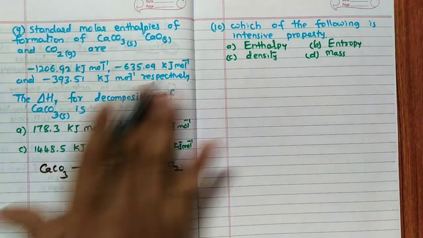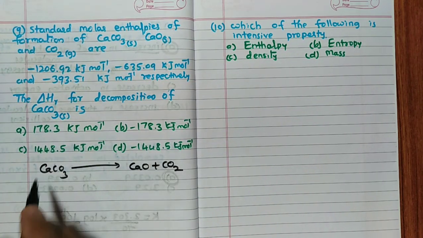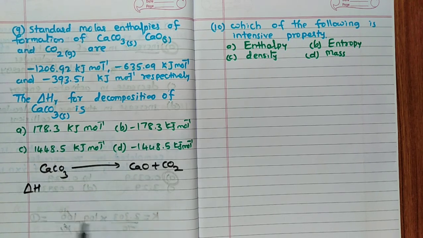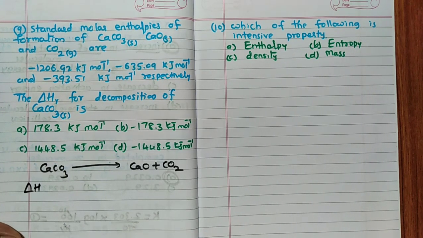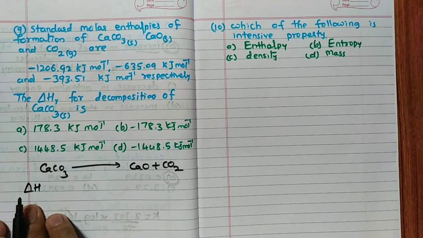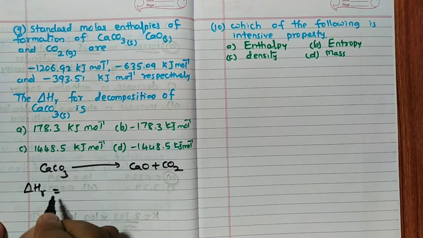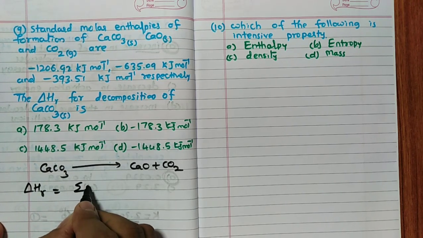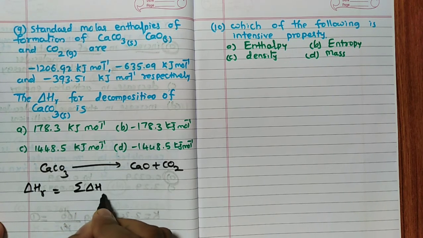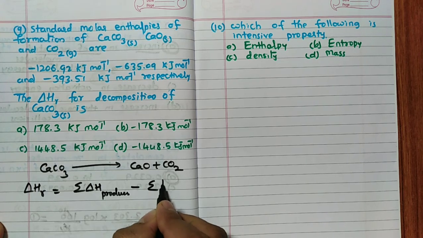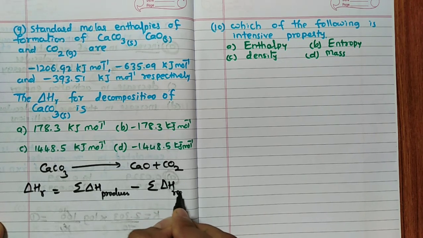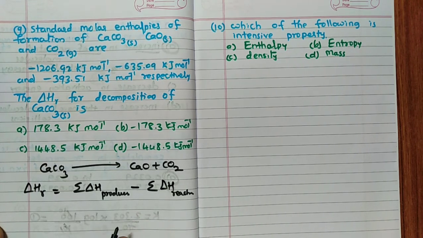When they have given all these values, what is the formula? If you remember, I have given the thermodynamics notes in the description box. You can download them. Part one and part two are under one link. The formula is: delta H of reaction is equal to delta H of products minus delta H of reactants.